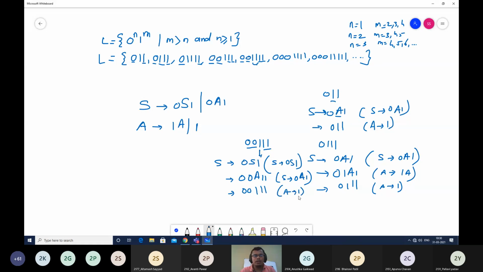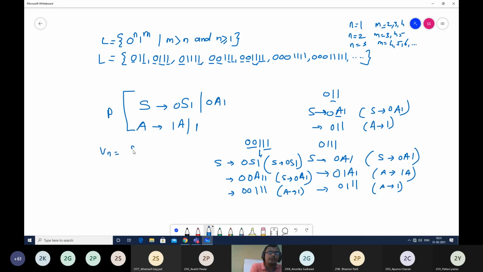So if you want to increment the number of zeros, first apply S gives 0S1. And when you want to shift to only adding the number of ones in between, you go to 0A1 and start adding those 1A from this. Right? So this becomes our production rules.